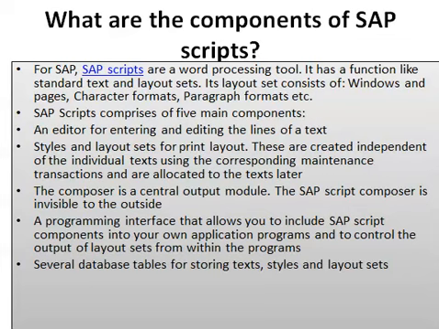SAP Script comprises five main components: an editor for entering and editing the lines of a text; styles and layout sets for print layout. These are created independently for the individual text using the corresponding maintenance transaction and are allocated to the text later. The composer is a central output module. The SAP Script composer is invisible to the outside.